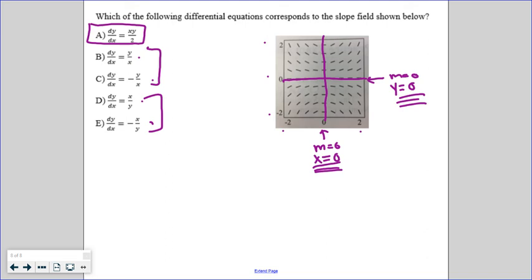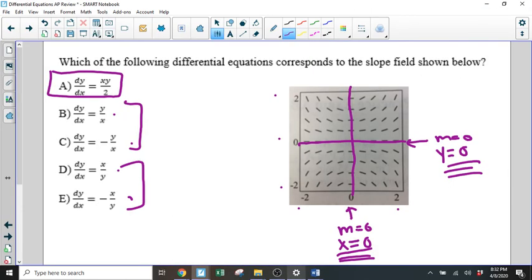All right, so from here, that kind of gives you an idea. Again, you can go back to our section on differential equations and try your differential equations review worksheet, and we'll talk about it at our next Zoom session.